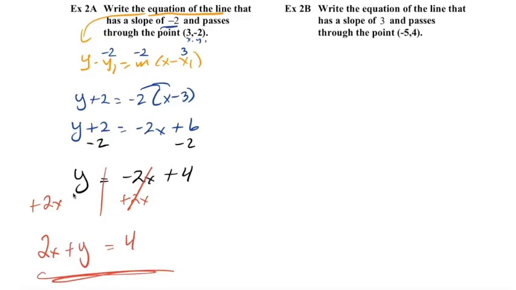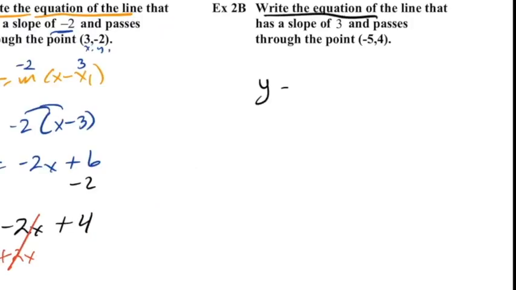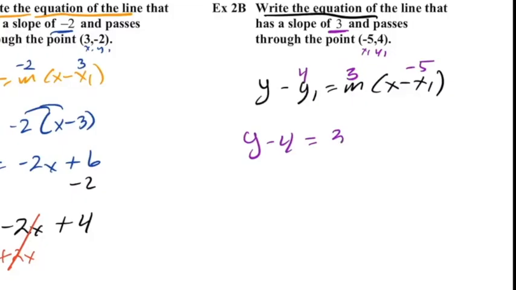Let's do another one real quick. Write equation of line. Got it. My favorite. There you go. Give me that slope. Give me that point. Simplify. y minus 4 equals 3 times x plus 5. Let's distribute. Man, I should write my y's nicer. y minus 4 equals 3x plus 15.